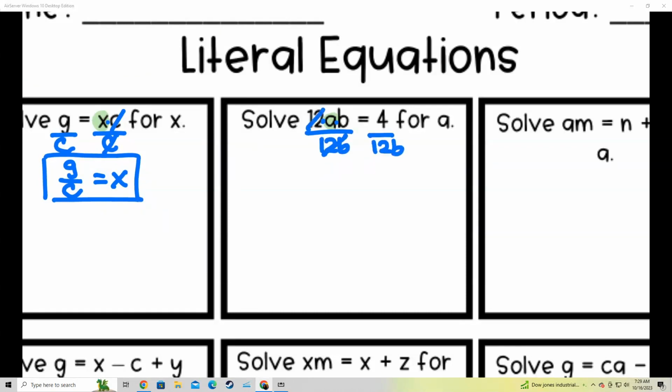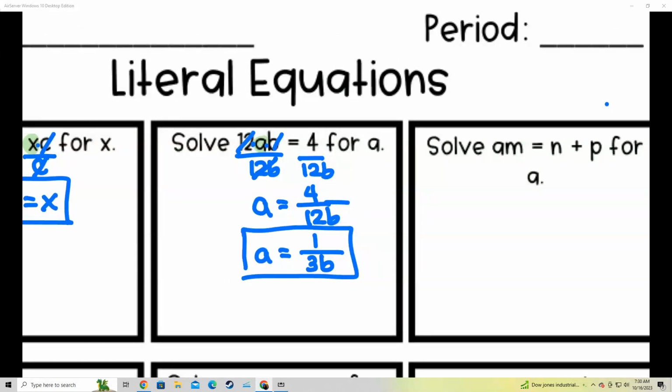These are going to cancel. Notice that everything canceled. The 12s canceled, the b's canceled. I'm still left with that a is equal to 4 over 12b. Now, normally I would say I'm done, except we see that that 4 over 12 is just a regular fraction. And 4 over 12 does simplify by 4 on the top and on the bottom. So if I divide the top by 4, that becomes 1. If I divide the bottom by 4, I get 3b. The 4 over 12 simplifies to 1 over 3, and this is my final answer.